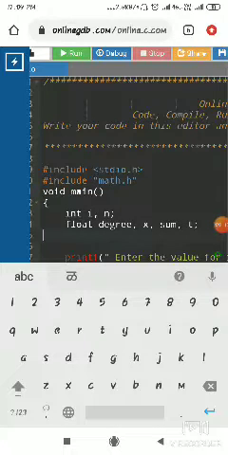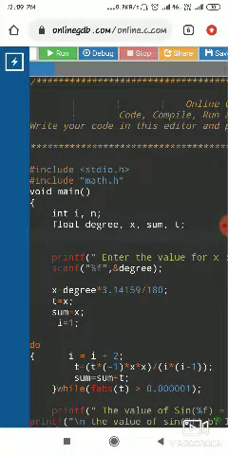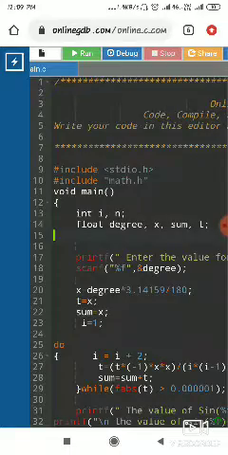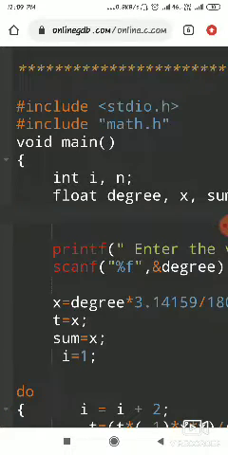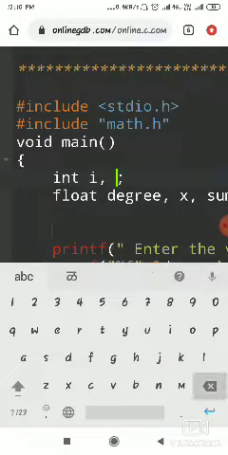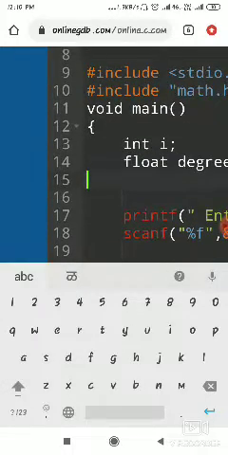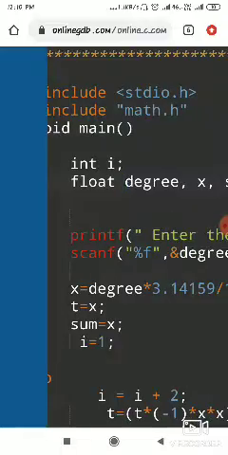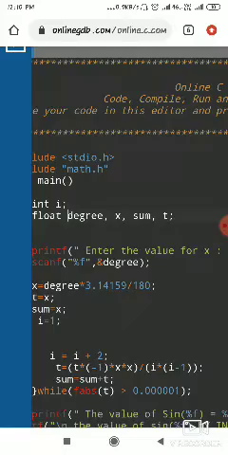Here we'll be seeing the program. This is an online simulator that I'm using here. First, as we know, we have to use stdio.h, so I use that. math.h, why it is required, I'll explain. Here I have defined i and n variables, although most frankly speaking, we don't require i and n variables. For the float, I'm using degree, x, sum and t. Now these are very important.